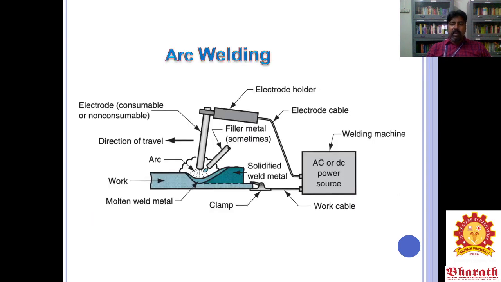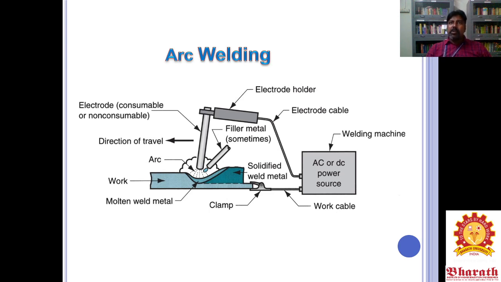So this is a schematic diagram for arc welding. There are so many types of equipment; we'll see them one by one. Before that, an electric arc is used. Electrodes are used in arc welding, and there may be a flux. In that flux we have a lot of coatings, right? It is used to prevent the reactions of the molten metal with atmospheric air.